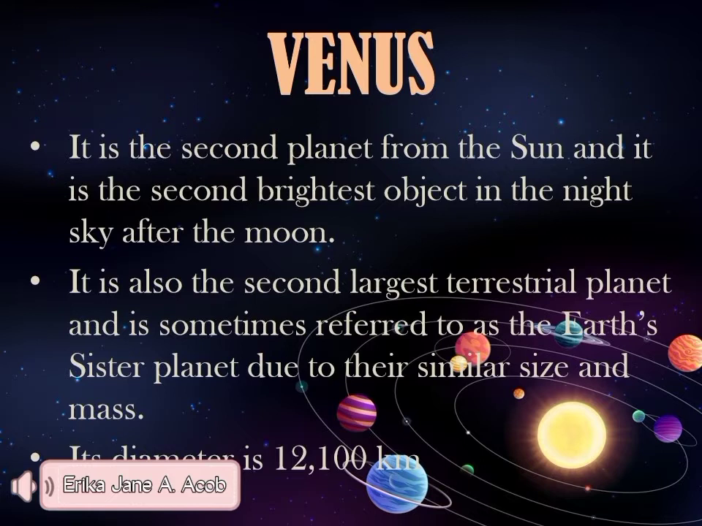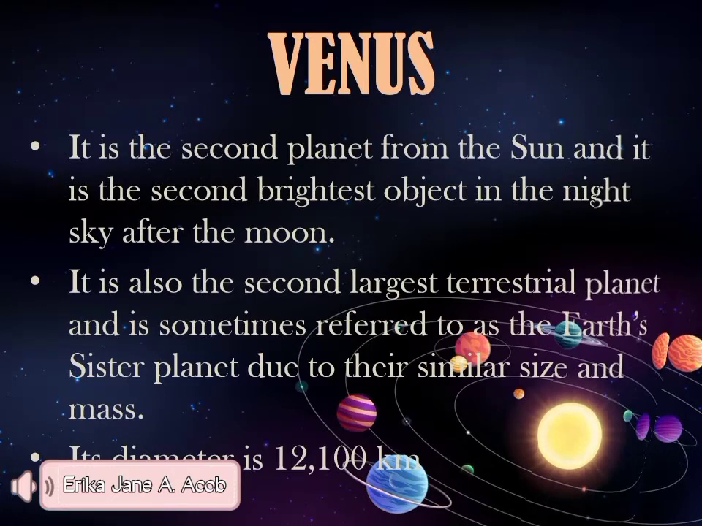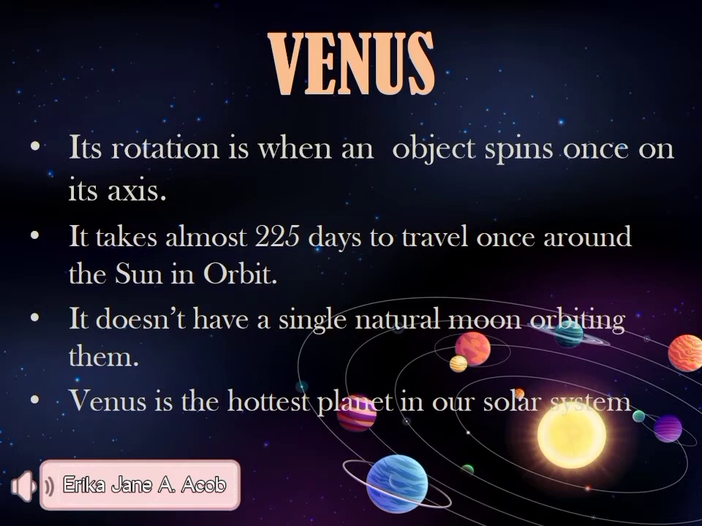It has a diameter of 12,100 km, which is 95% of the diameter of the Earth. There are many similarities between the two planets, but there are also many more extreme differences. Venus rotates clockwise, which is called retrograde rotation, once every 243 Earth days, the slowest rotation period of any planet.